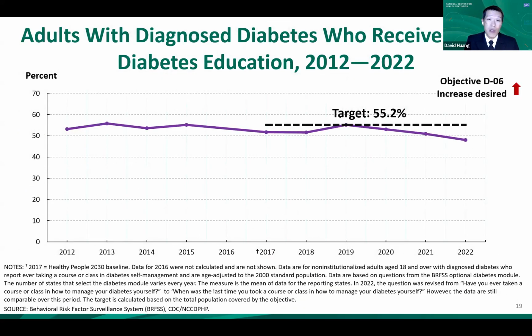This slide shows the percentage of adults with diagnosed diabetes who report ever taking a course or class in diabetes self-management from 2012 to 2022. Improvement was not observed over this tracking period, and since the Healthy People 2030 baseline, little or no detectable change has been observed. Note that data from the 2023 BRFSS have recently been released. However, due to time constraints, we were unable to run the estimates in time to include them in our presentation of this objective. We are actively working to incorporate these data into the Healthy People 2030 website as quickly as possible. Next slide.